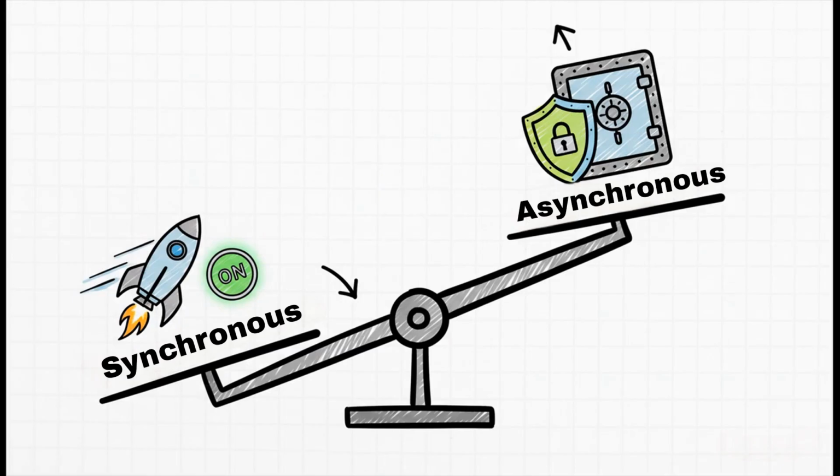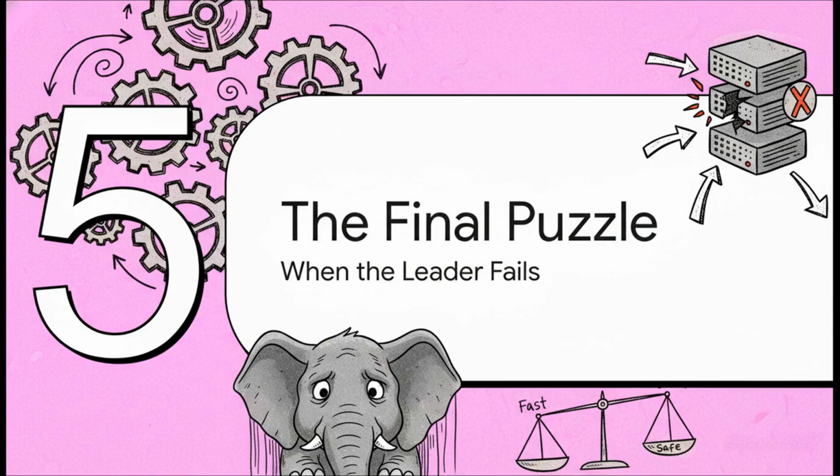So when you weigh those two risks, a total system freeze versus a tiny chance of losing a single piece of data in a crash, well, the system freeze is usually considered way more dangerous. And that's why the vast majority of systems you use every single day are configured to be almost entirely asynchronous. They choose to stay up and running over being perfectly 100% consistent all the time.